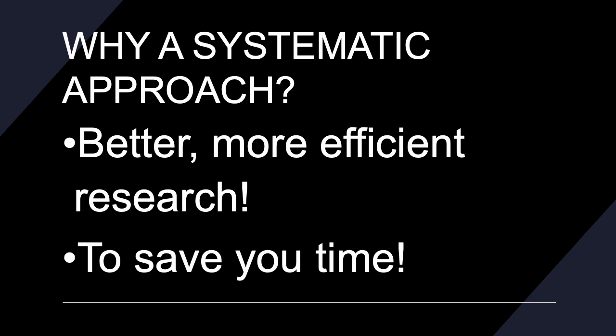So why do we want a systematic process to writing a paper? Well, number one, while you're in the research phase of the paper, your research will be better and you will be more efficient in your research by using this systematic approach. And secondly, it will save you time, particularly in writing the body of the paper. The better your research, the more thorough your research, the more documented your research, then the better your paper will be and you will write it much, much quicker.